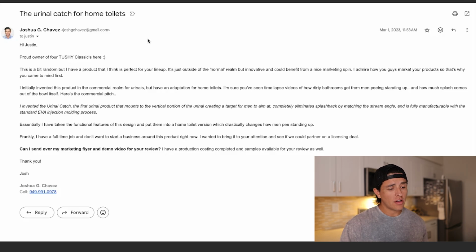And to finish the email, essentially I've taken the functional features of this design and put them in a home toilet version, which drastically changes how men pee standing up. Frankly, and here's the reason. So it's like, okay, great, I have this awesome idea. Well, why am I reaching out to you? Here's why I'm reaching out to you guys and why I wouldn't just take this and run with it.